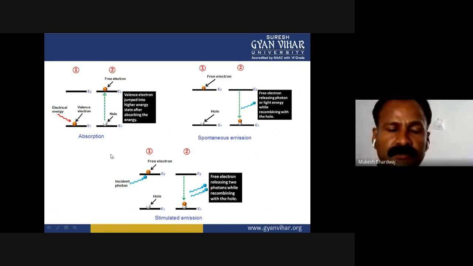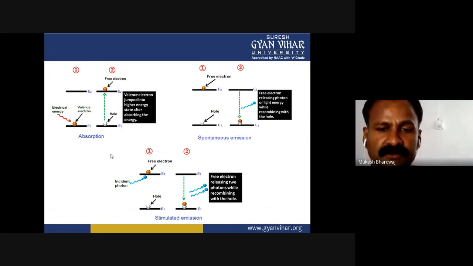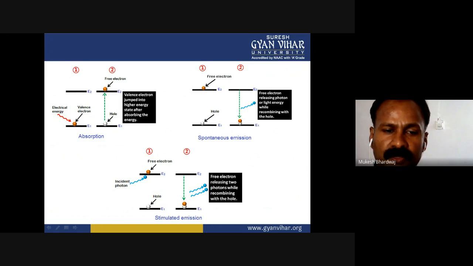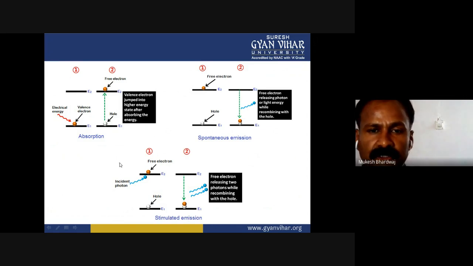This is the pictorial representation of absorption, spontaneous emission, and stimulated emission. Now, we are just going to discuss each diagram in detail. First, we discussed absorption in a previous slide. The valence electrons absorb the electrical energy, gain the energy, and reach the E2 level. The valence electron jumps into a higher energy state after absorbing the energy.